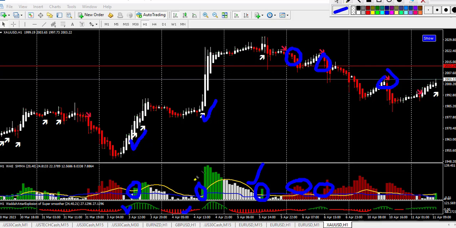Now why I combine the 2 indicators together is this: you must make sure that the 2 indicators are in agreement before you place your trade. If you check here closely, where we have the 2 indicators in agreement, at this particular point we have the 2 indicators in agreement, and this is where to place our trade for a buy.